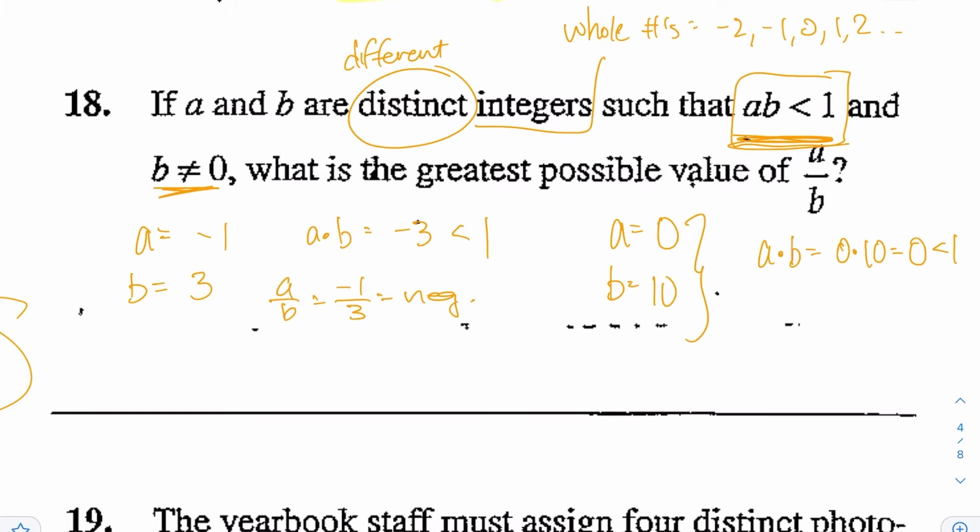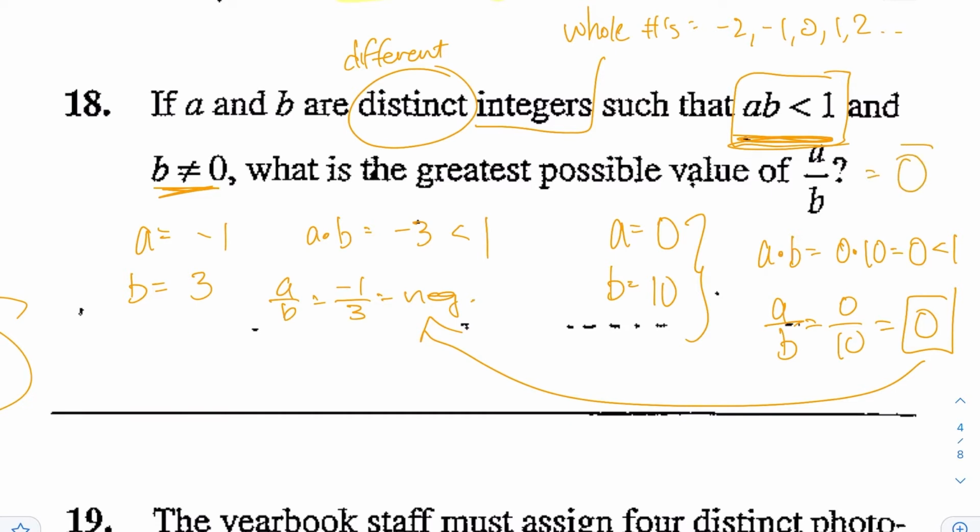And if you do a divided by b, that's going to be 0/10, and that's 0, which is going to be greater than any negative number. So the answer here has to be 0. You can't come up with a positive number, because if you have two positive integers and you multiply them together, the product will always be greater than 1. And in order to make one of them less than 1, one of them has to be 0 or negative. And 0 will give you the biggest fraction, because negative numbers are smaller than 0.